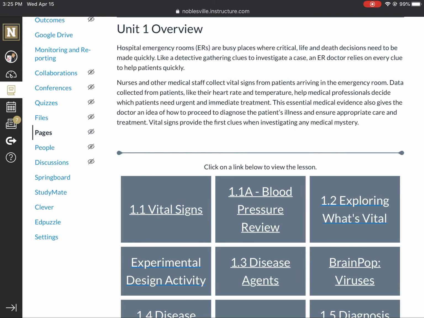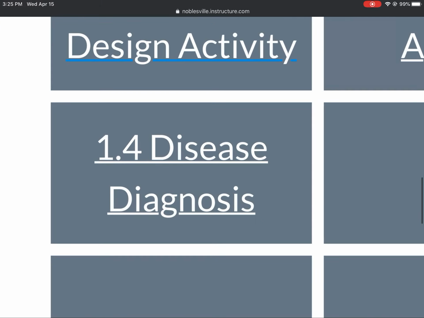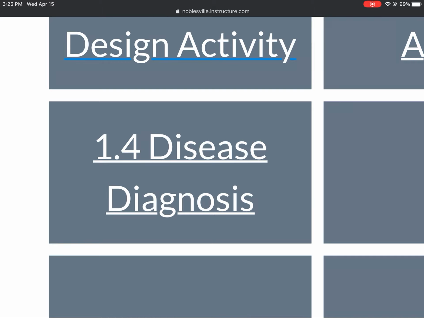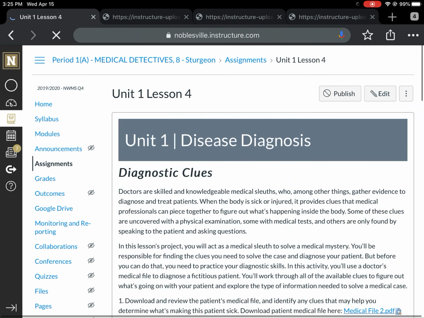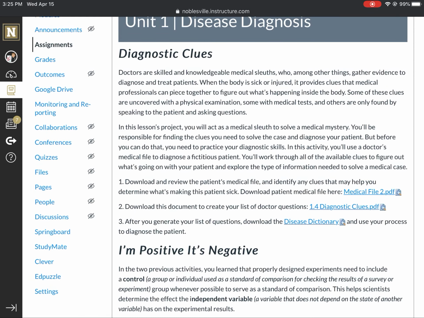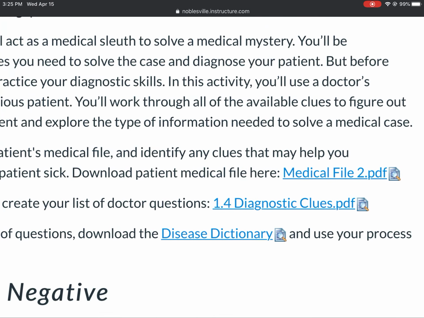You're going to go to Unit 1 from the home page, and then you're going to open up 1.4 Disease Diagnosis. So when you get to that page, it's going to open up a link, I hope, called Diagnostic Clues. Now, the first thing I'm going to have you do is go in here, and there are 3 files that we're going to download. You may not need to download the disease dictionary if you have it from the other day. It's the same thing. It has not changed. But if you want to look at it, you can. But I do need you to download the medical file 2 and the 1.4 diagnostic clues.